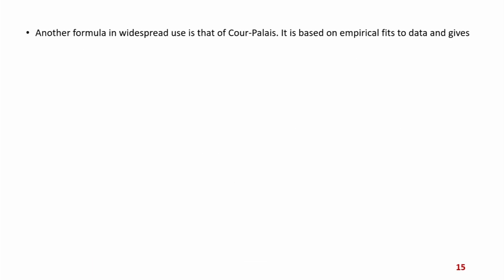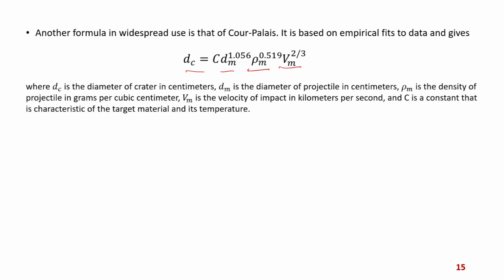We will tell you another formula which is also in widespread use. It is again based on an empirical fit to the data, and dc and dm are related by this. Again, the nomenclature for rho m, vm, dc, dm is the same as we discussed in the last slide. dc is the diameter of the crater in centimeters, dm is the diameter of the projectile in centimeters, rho m is the density of the projectile in grams per cubic centimeter, vm is the velocity of the impact in kilometers per second, and c is a constant that is characteristic of the target material and its temperature.